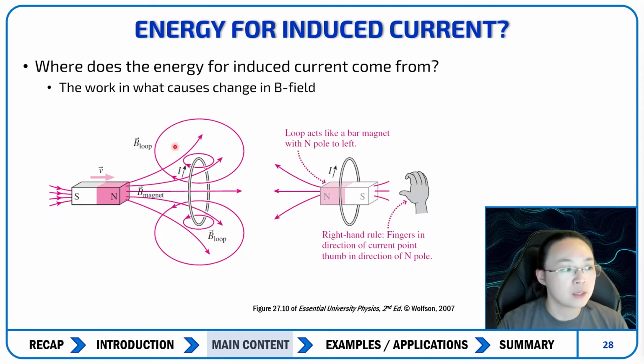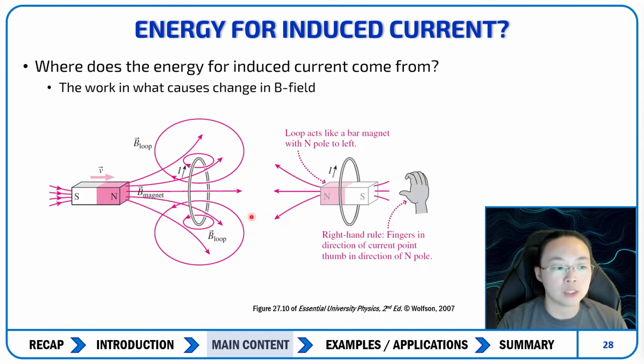On the left, we see what is happening, and then on the right, we're taking a general look, and we see that the loop acts like a magnet with the north pole to the left and a south pole to the right. To visualize this, we have to see what kind of magnetic field the loop produces apart from the magnetic field from the bar magnet.